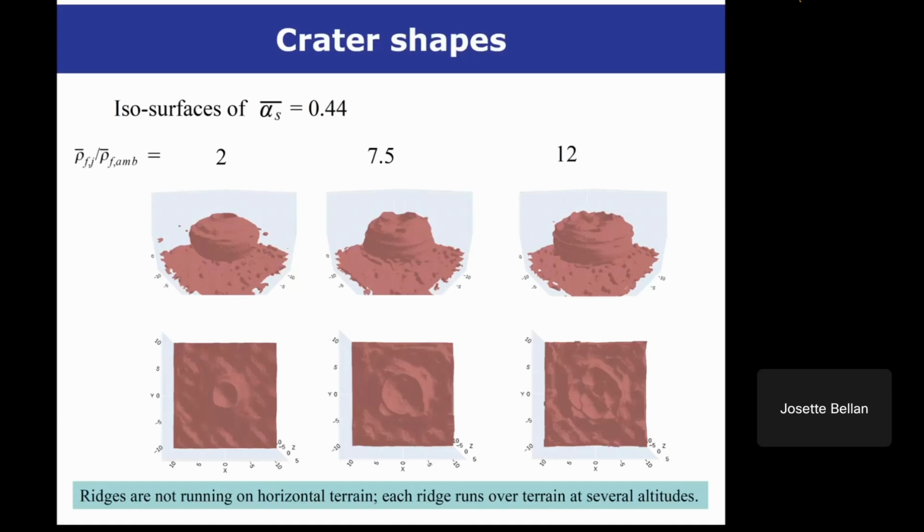And it has nothing to do with the cohesion of the soil. It has to do with the ratio of the density of the fluid to the density of the ambient. And you can also see that for the crater on the right-hand side, there are these ridges that are all over the inside of the crater. These ridges are not running on horizontal terrain. Each ridge runs over terrain at several altitudes. So in other words, the crater has a very complex shape inside. Next, please.